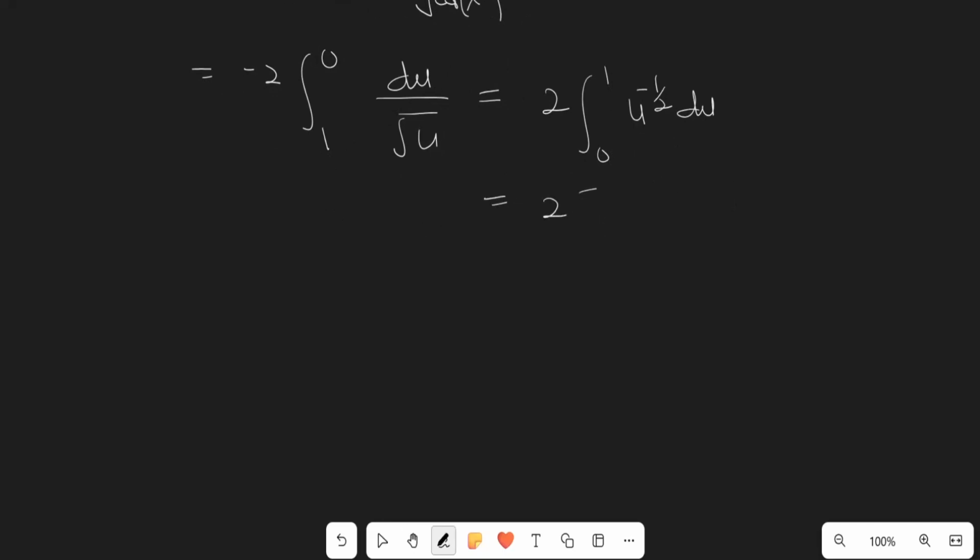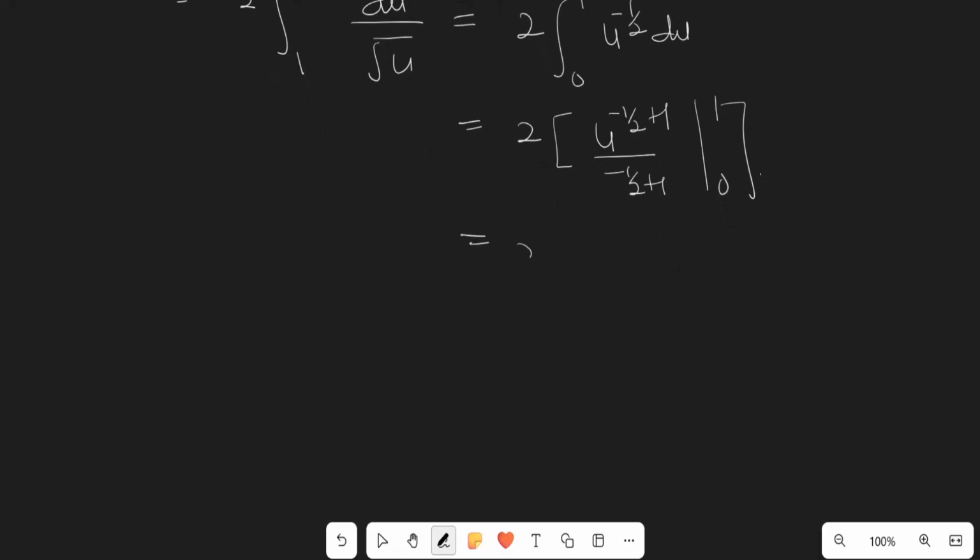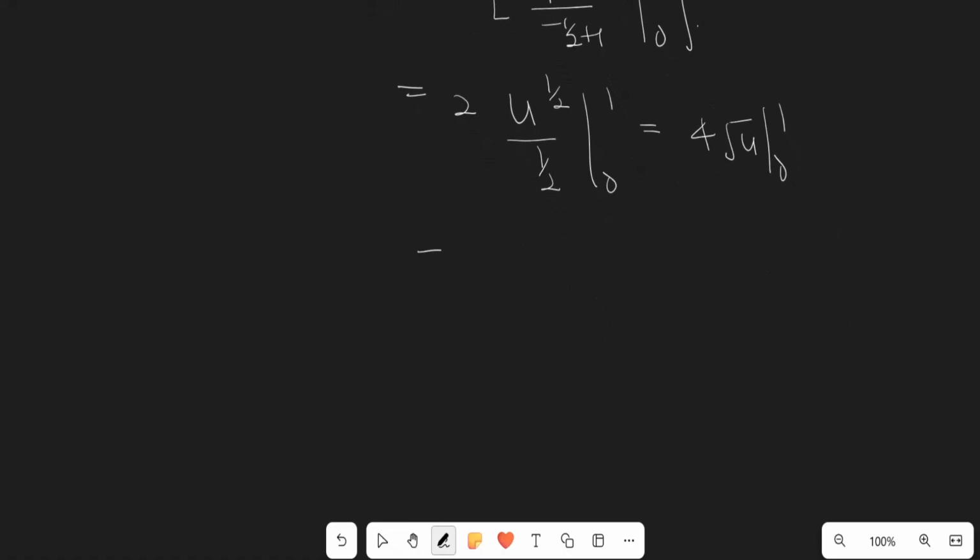You're now integrating: that is going to be u to the negative 1/2 plus 1 over negative 1/2 plus 1, integrated from 0 to 1. So that is 2 times u to the half over half from 0 to 1. And that is 4, because 2 over half is 4, times the square root of u from 0 to 1. You can now plug in your limits. That is 4 times the square root of 1 minus the square root of 0, so that is 4 times 1, which is 4. So our integral evaluates to 4.